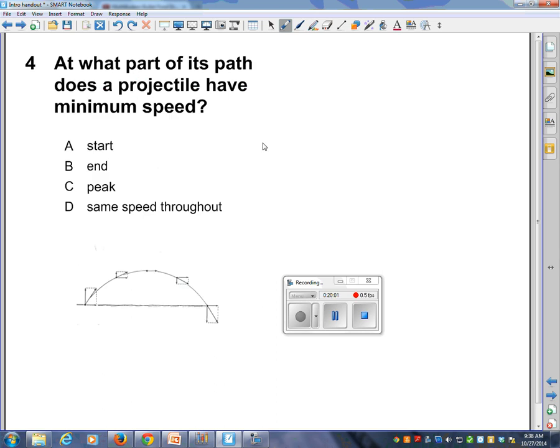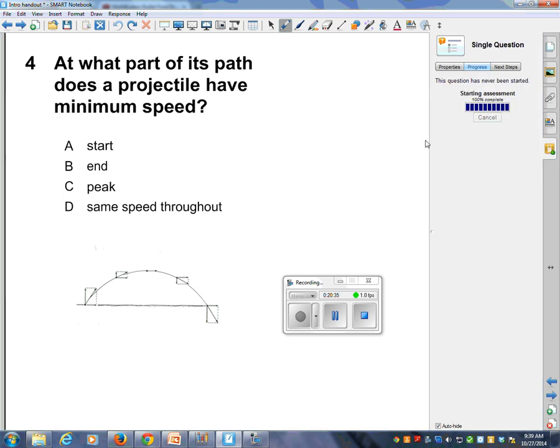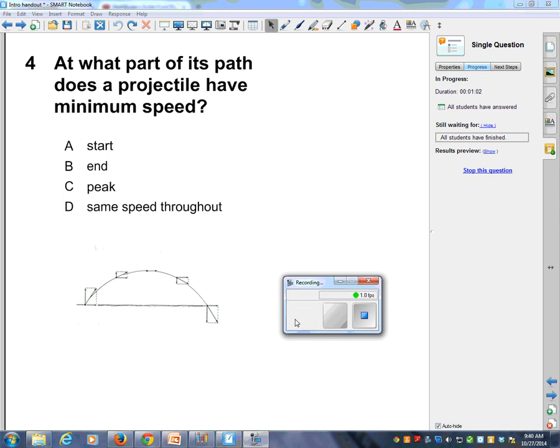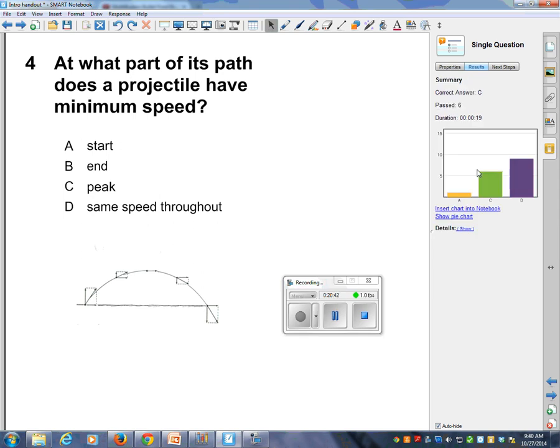Now here's the next step of thinking. At what part of the path does the projectile have its minimum speed? When is it actually going the slowest? Is it at the start? Is it at the end? And I don't mean like after it's landed and it's been sitting there for 27 minutes. Is it at the peak? Or is the speed, and I say speed, lawyer boy, not velocity, the minimum? What do you think? Correct answer is, yeah, C.